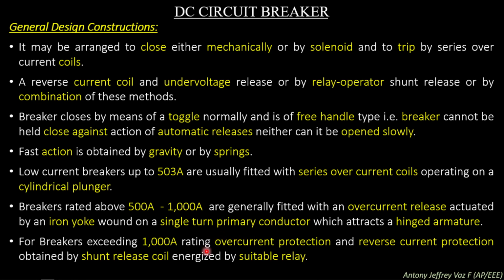For breakers exceeding 1000 ampere rating, overcurrent protection and reverse current protection are obtained by a shunt release coil energized by suitable relays. If the ampere rating or the short circuit current rating is above 1000 amperes, then we can use reverse current protection and overcurrent protection relays, and these can be operated using a shunt release coil which is energized by a suitable numeric relay or such relay.